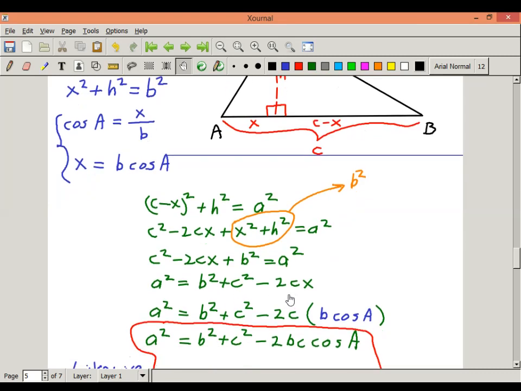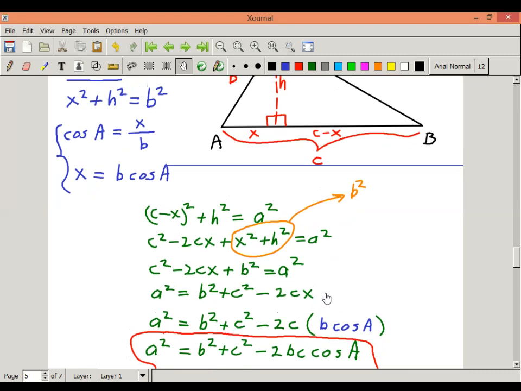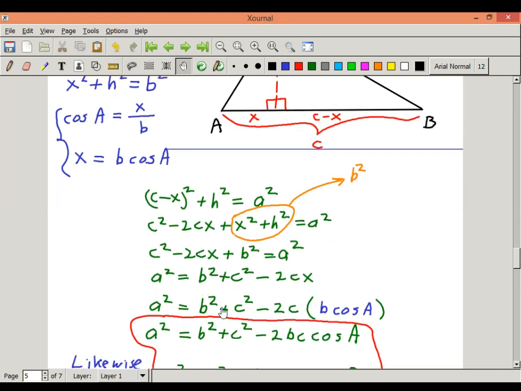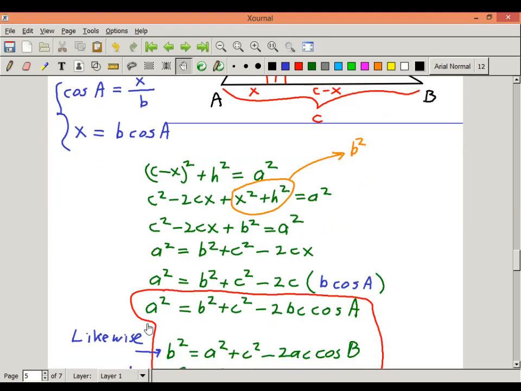So nothing new there other than just rearranging terms. Now look at the fifth line there: a squared equals b squared plus c squared minus 2cx. This x got replaced by b cosine A. Remember back in your blue facts here, we said x was equal to b cosine A. That got replaced down here for x. And so that leaves us with this last line, which is the law of cosines. So a squared equals b squared plus c squared minus 2bc cosine A.